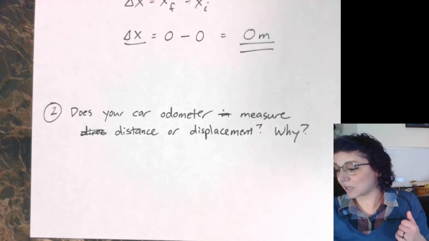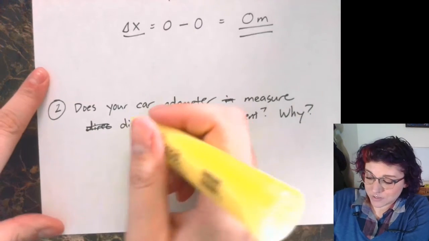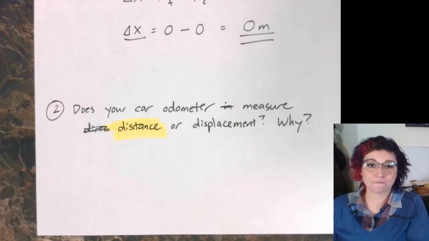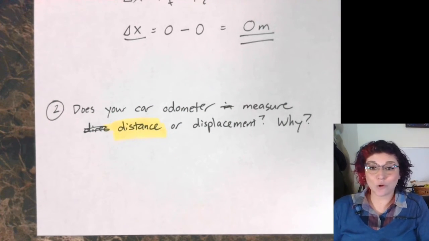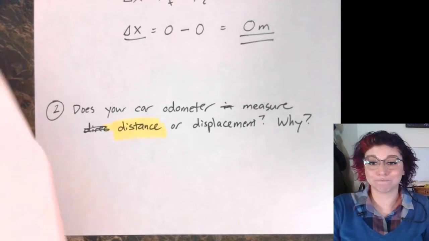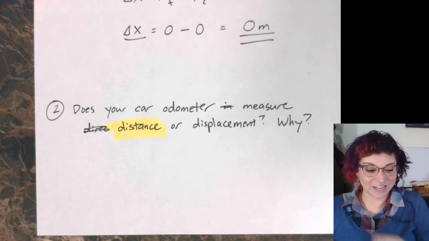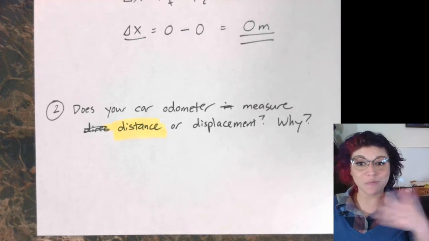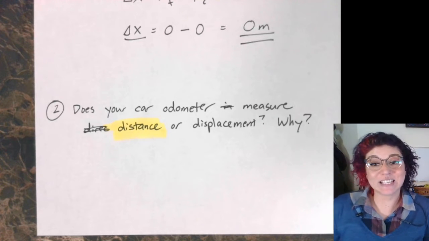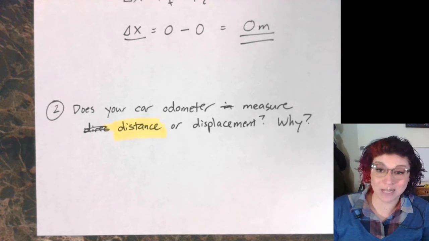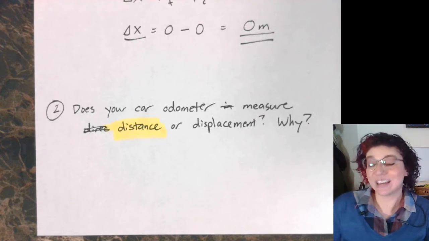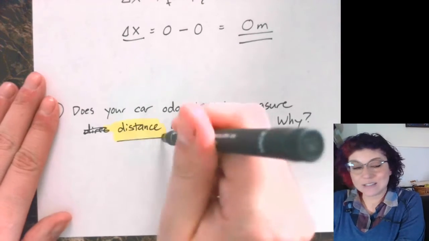So your odometer measures distance, because that odometer doesn't care what direction you're going. It doesn't care if you went there and back round trip, whatever. It's going to count the total number of miles that you traveled. So that is the total distance.